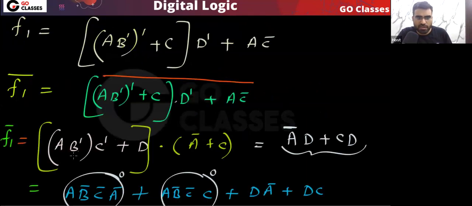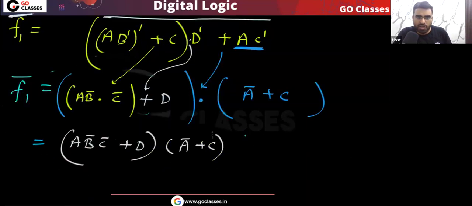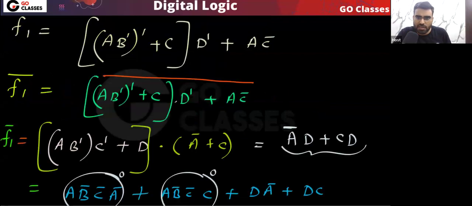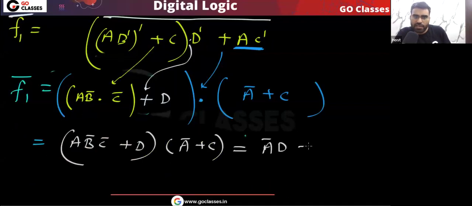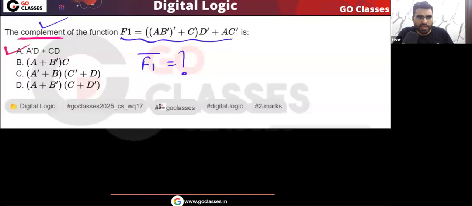This is what you are getting, right? A b bar c bar or d. If you simplify this, you will get a bar d or cd. This is the final answer you will get. Very simple. So the answer will be option A for this question.